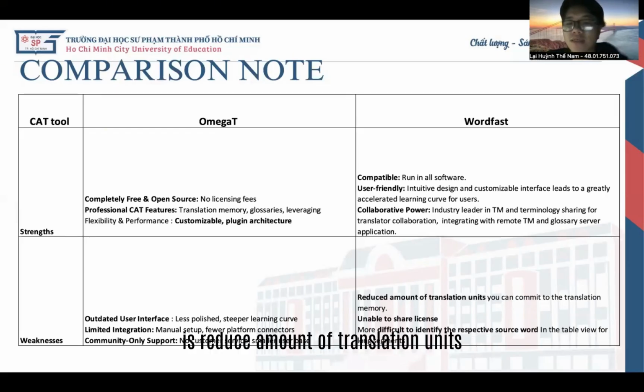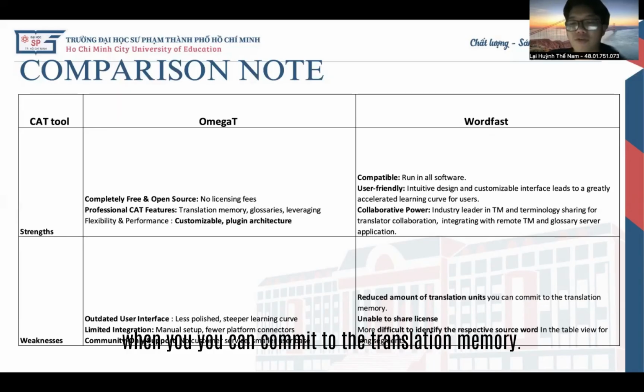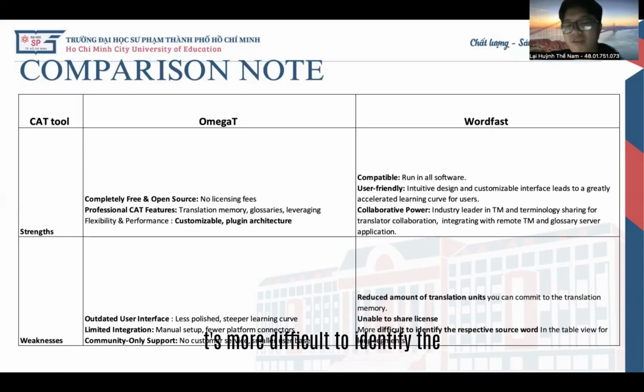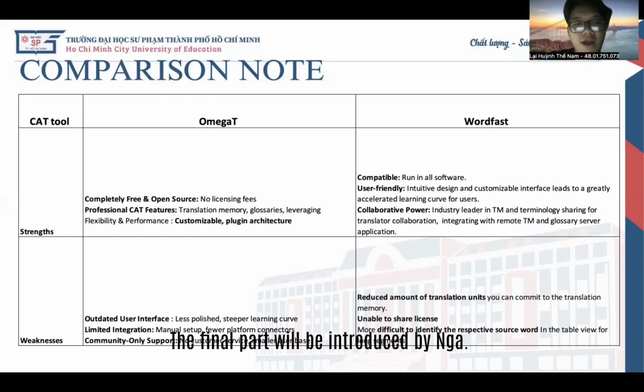For WordFast, there is a reduced amount of translation units when you commit to the translation memory, and because it's a for-profit one, it's unable to share licenses, and it's more difficult to identify the respective source word in the table view for long segments. And the final part will be introduced by Nga.